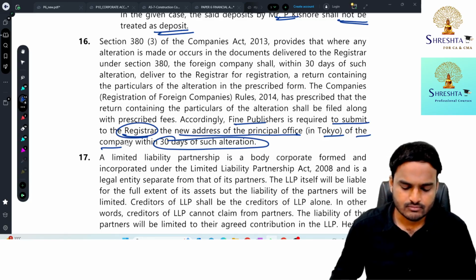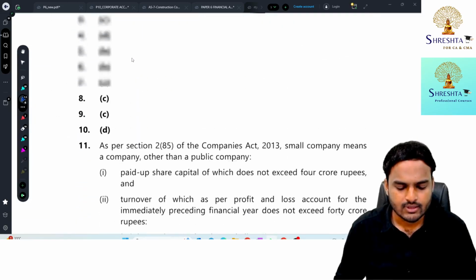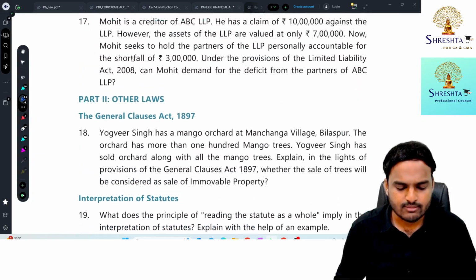Understood? So with this, the Companies Act related questions are completed.